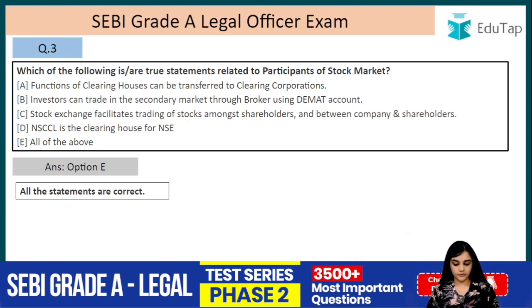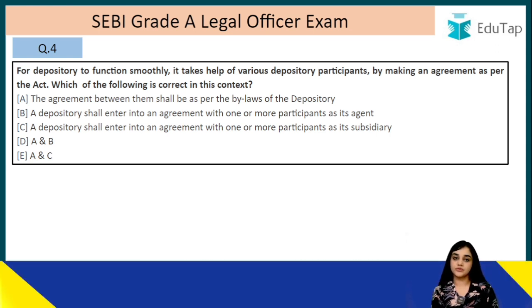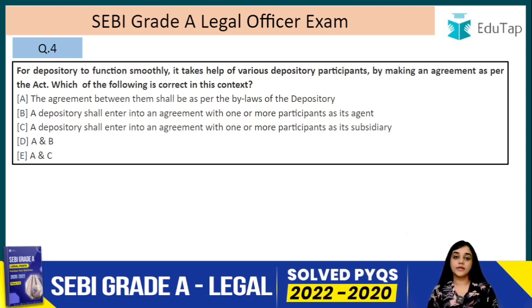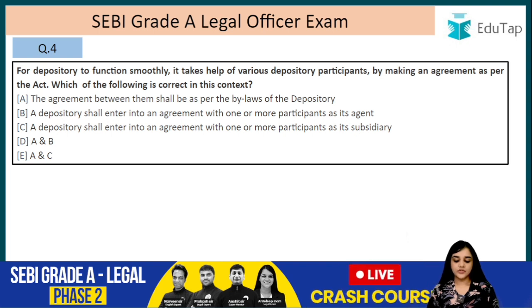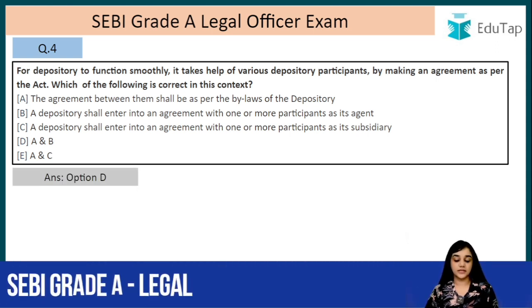Moving on, question number 4. For a depository to function smoothly, it takes help of various depository participants by making an agreement as per the Act. Which of the following is correct in this context? The agreement between them shall be as per the bylaws of the depository. The depository shall enter into an agreement with one or more participants as its agents. The depository shall enter into an agreement with one or more participants as its subsidiary. So the answer to this question is D, that is, the first and the second statements are correct.